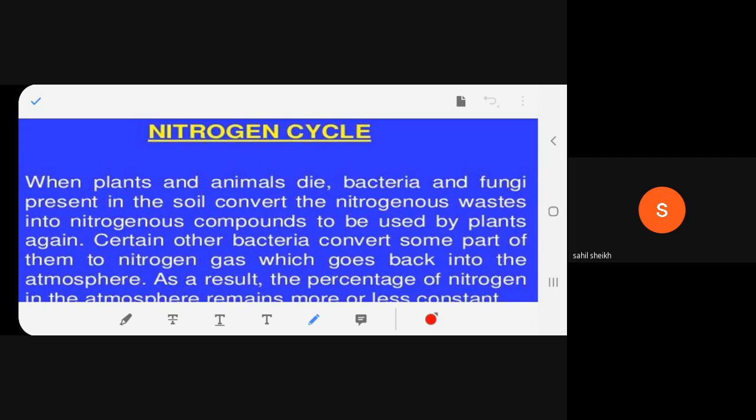Now plants die. It falls on the ground. This is soil, and this is the plant. It falls on the ground. When the animals die, it also falls on the ground. Am I right?